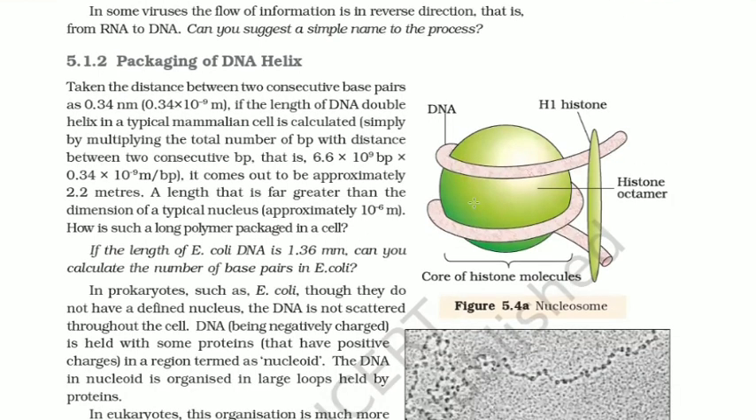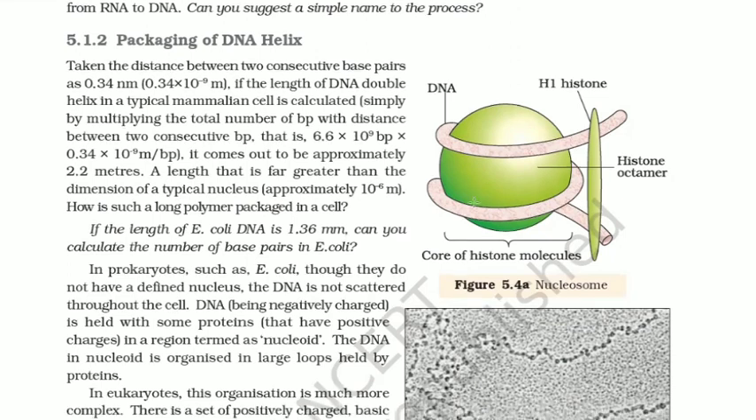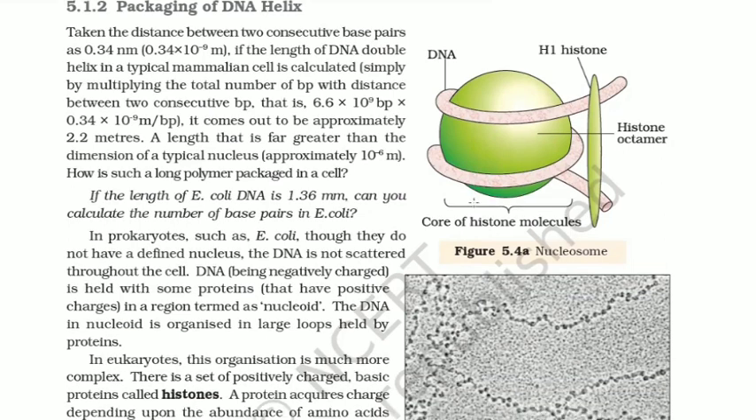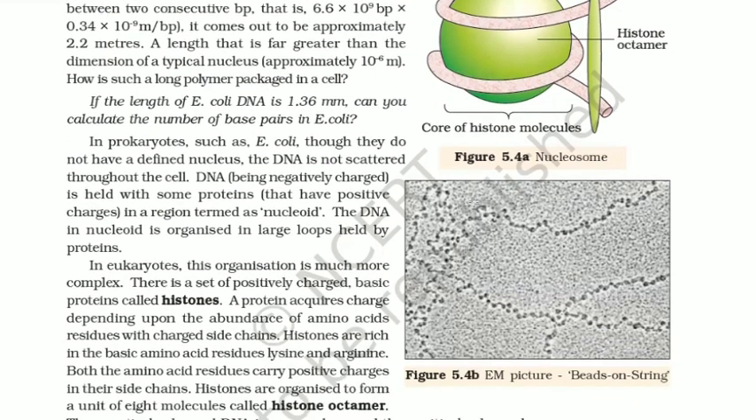5.1.2 Packaging of DNA helix. Taking the distance between two consecutive base pairs as 0.34 nanometer, if the length of the DNA double helix in a typical mammalian cell is calculated, it comes out to be approximately 2.2 meters, a length that is far greater than the dimensions of a typical nucleus. If the length of E. coli DNA is 1.36 micrometer, can you calculate the number of base pairs in E. coli?